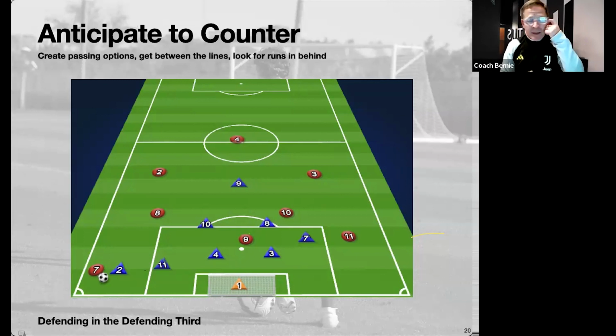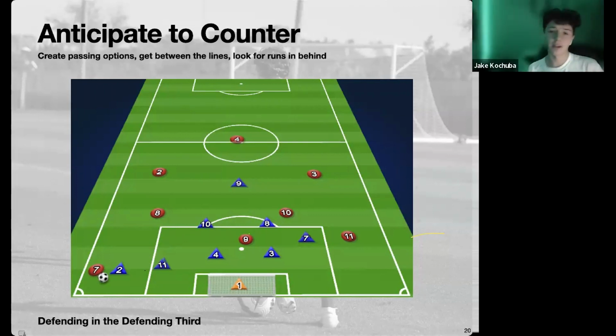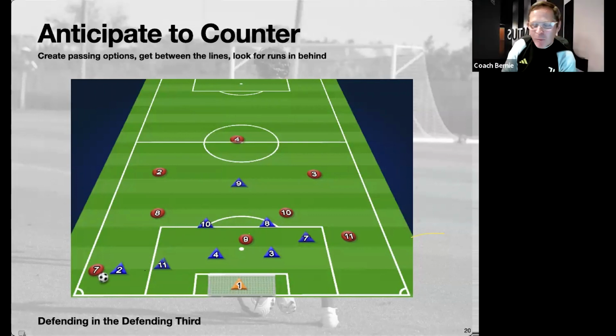Second, Luke's point, get between the lines. Find a place where you can find space to receive a ball. Because which ball are we always going to try to hit when we're coming out of the back? Somebody. What's the one pass we're always going to try to hit? Jake, go. I see your hand motion. I know what you're going to say. Go ahead. We're trying to hit a long ball to our number 9. The highest long ball we can get, which is that look in for runs and behind.